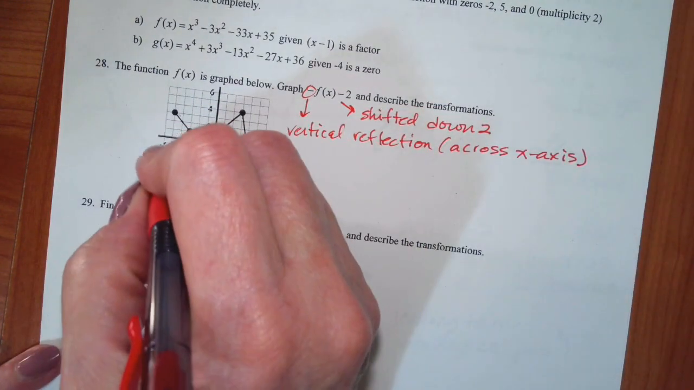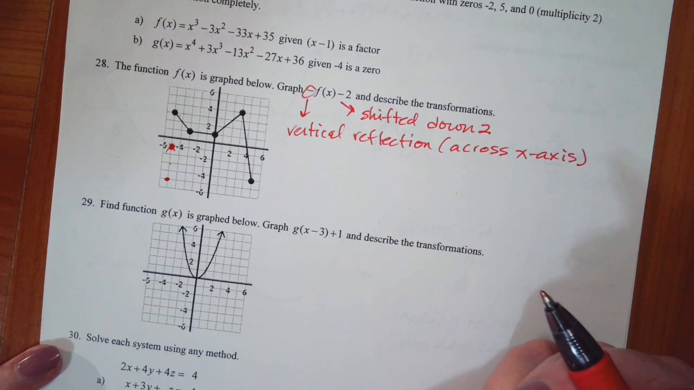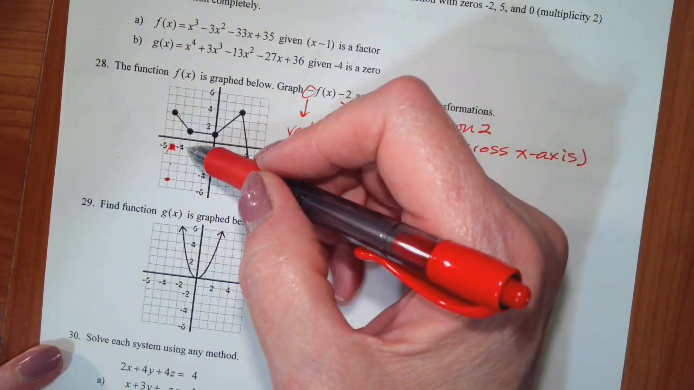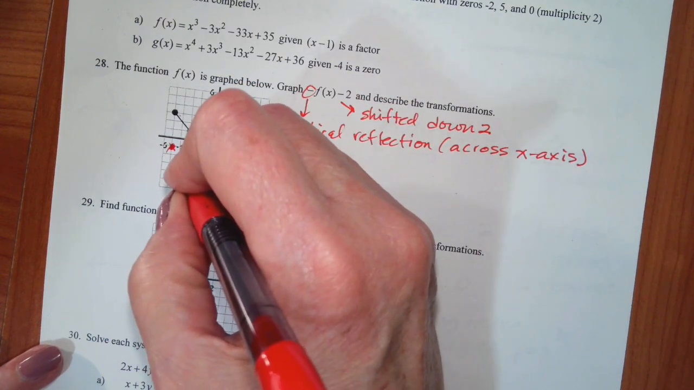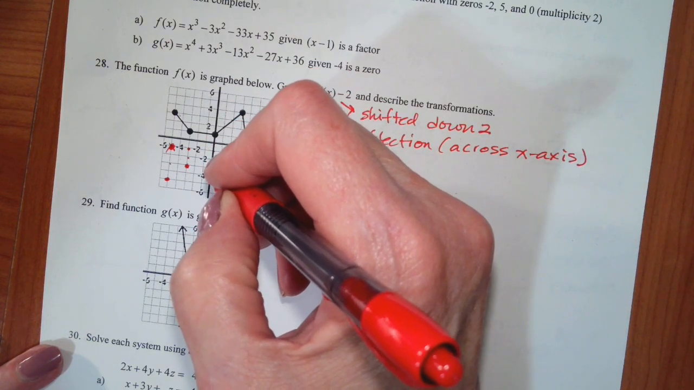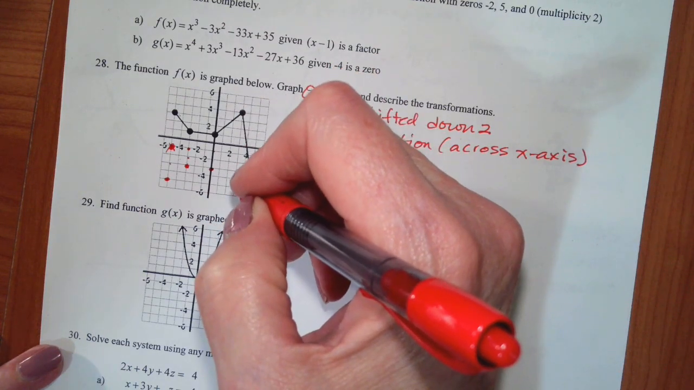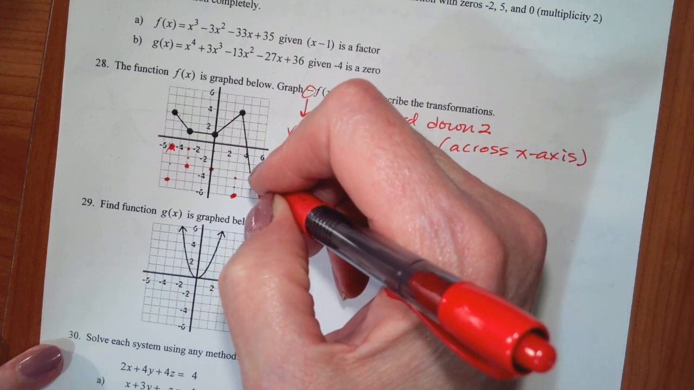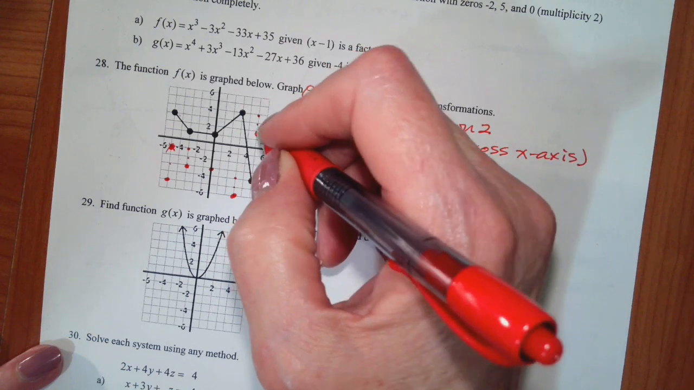Oh, down 2, excuse me. Sorry. All right, this positive 1 y coordinate is reflected to become negative 1 and down 2. Positive 1 becomes negative 1 and then down 2. Positive 4 becomes negative 4 and then down 2. Negative 4 becomes positive 4 and then down 2.